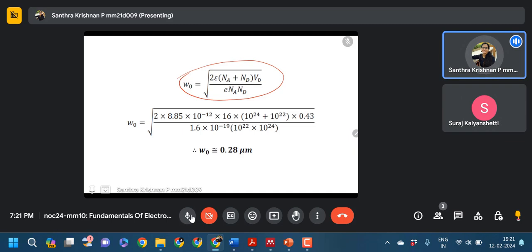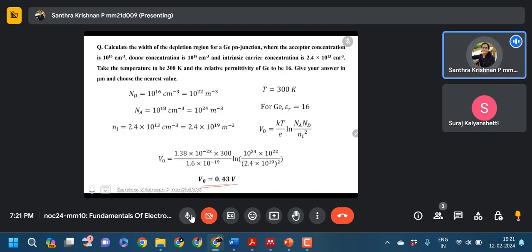You should approximately get 0.28 microns, and this is a non-optional question, so you don't have choices here. It would be good if you can try to get the answer. V naught is there, and you can directly substitute whatever is given in the equation for finding the width.